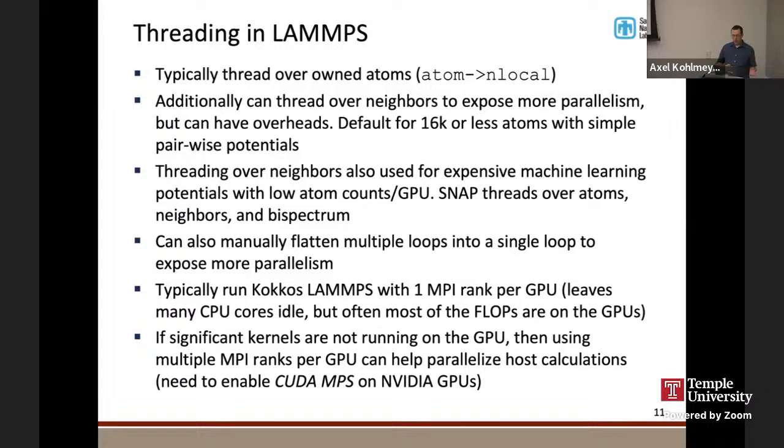If everything is not running on the GPU, then just like in the GPU package, you can use multiple ranks per GPU to help parallelize the host calculations. It's important to remember to enable CUDA MPS, the multi-process service, if you're running on NVIDIA GPUs with more than one MPI rank per GPU. There are overheads, and so if you can port more things to Kokkos, then typically that is better than trying to run multiple MPI ranks per GPU.